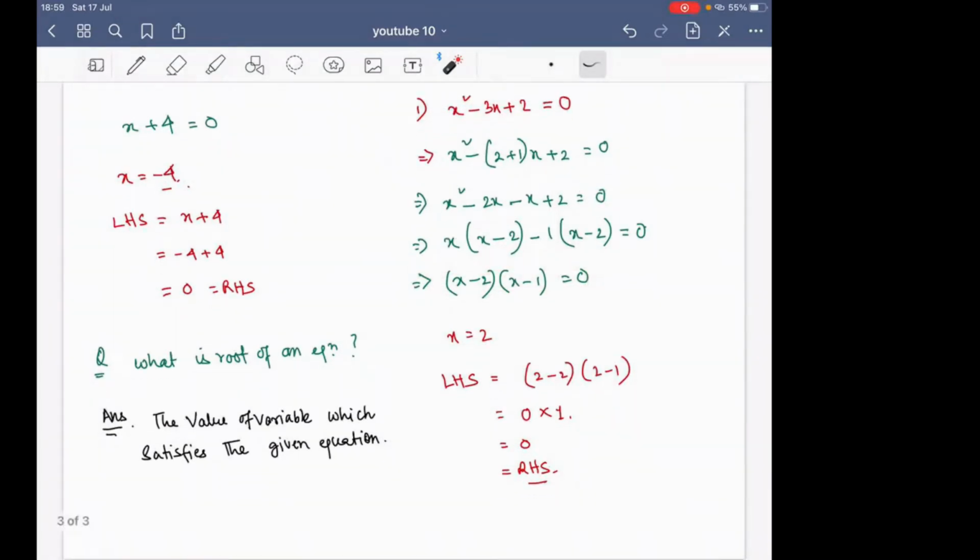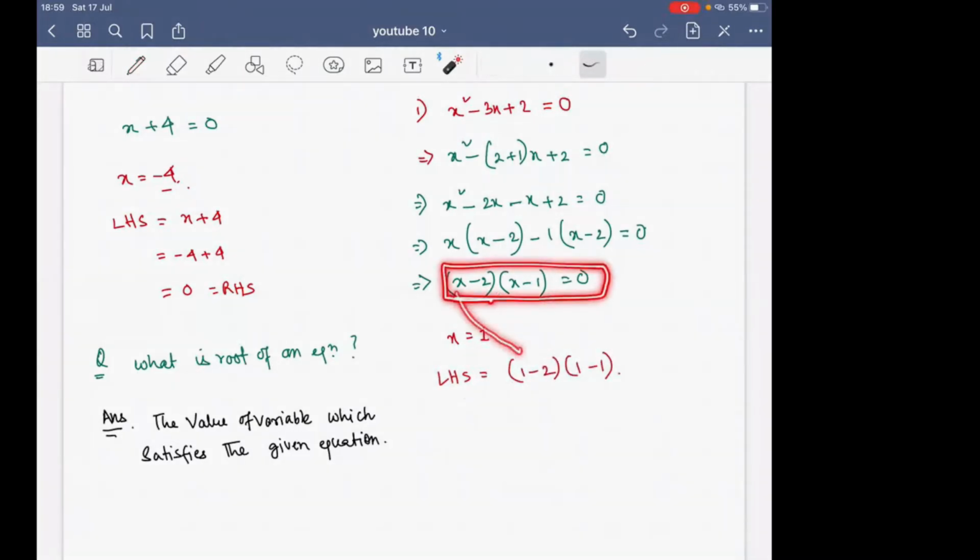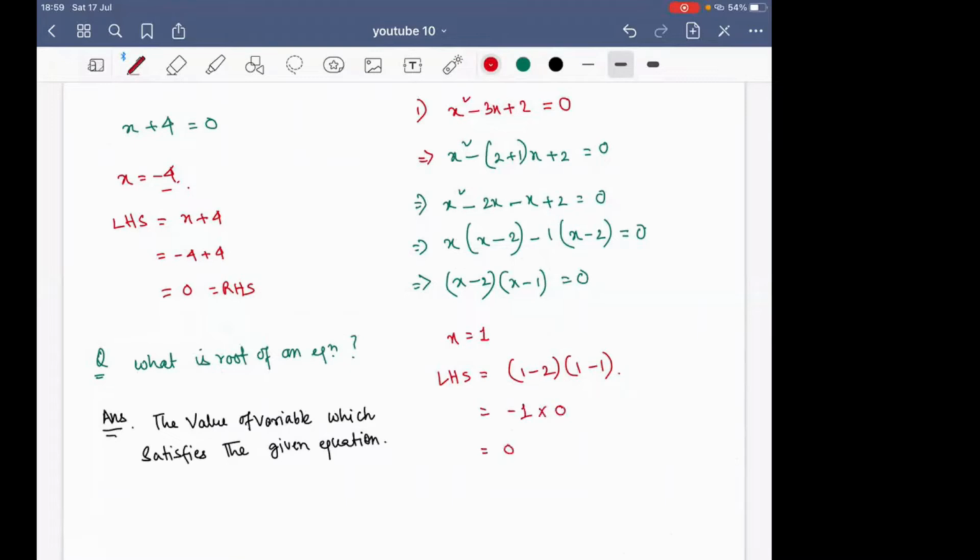For a quadratic equation, we can also put x is equal to 1. Let me erase this. Instead of x is equal to 2, let me put x is equal to 1. How do I get x is equal to 2? I get it from here. X is equal to 1, I get it from here. So on the left hand side, we are going to get 1 minus 2, 1 minus 1. Again, we are replacing in this equation itself. X is replaced by 1, 2 remains. X is replaced by 1, 1 remains. So what are we getting? 1 minus 2 is minus 1, into 0. So we get 0. And this is also equal to right hand side.